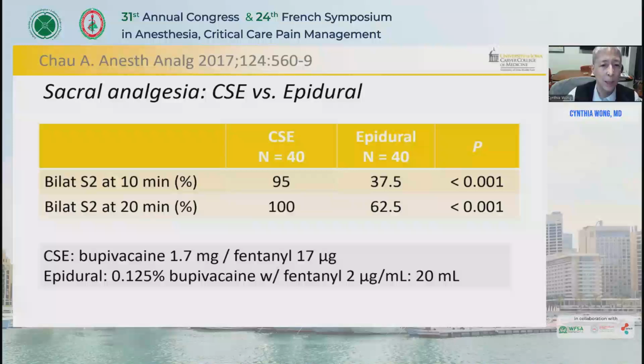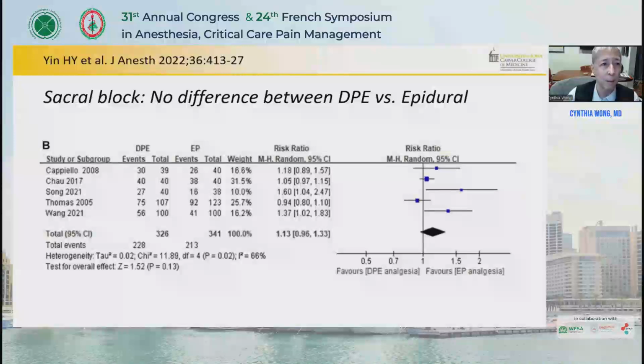If labor is going to last a long time and you redose the epidural, or you have a continuous infusion going over a number of hours, then eventually most patients will develop a sacral block, but it takes a while. And again, if labor is going quickly and the patient is expected to deliver in the first couple of hours, this sacral block may not develop.